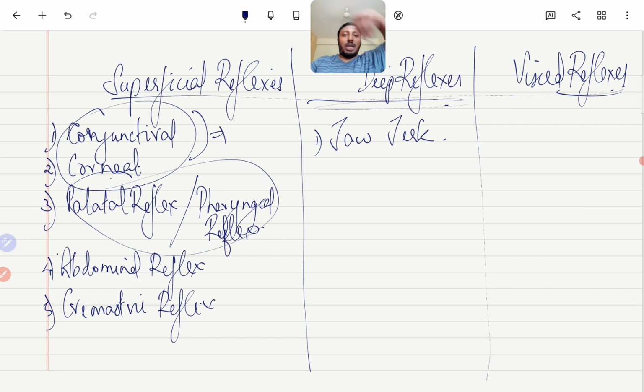Abdominal reflex: when you stroke the side of the abdomen, the muscles contract. Cremasteric reflex: when you stroke the inner side of the thigh, the cremasteric muscles will contract and raise the testes up. The cremasteric reflex is not usually done very commonly. And the most important superficial reflex is the plantar. We forgot that. Remember this plantar.